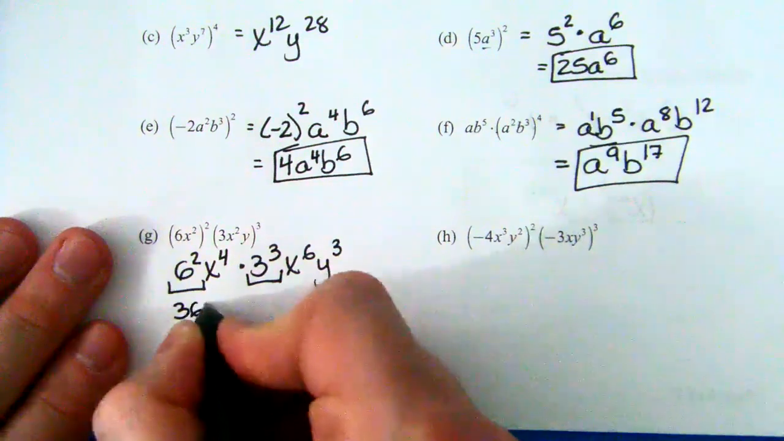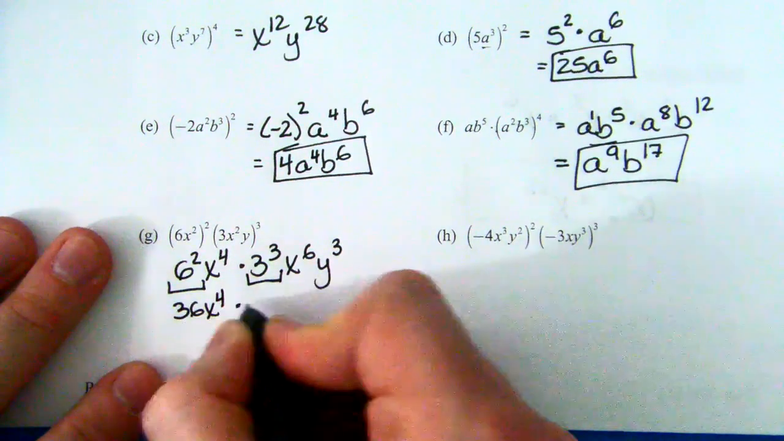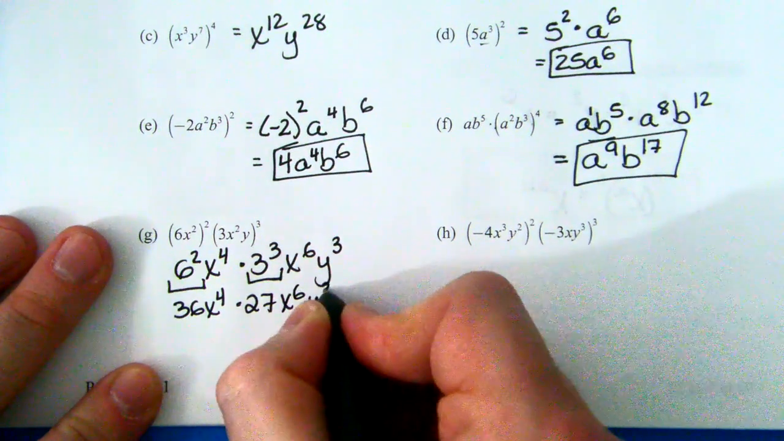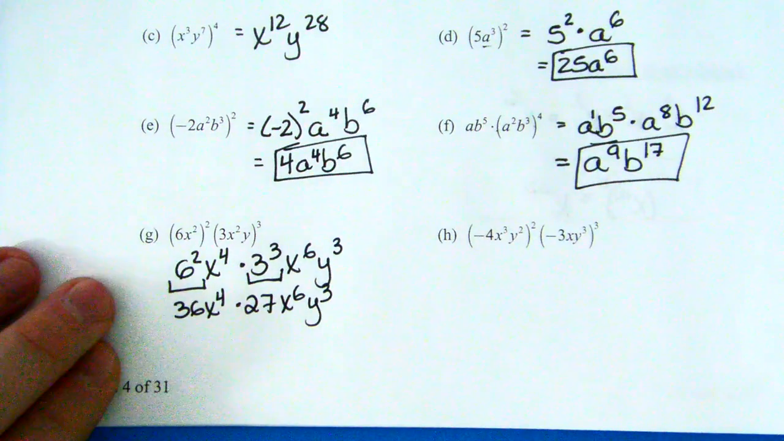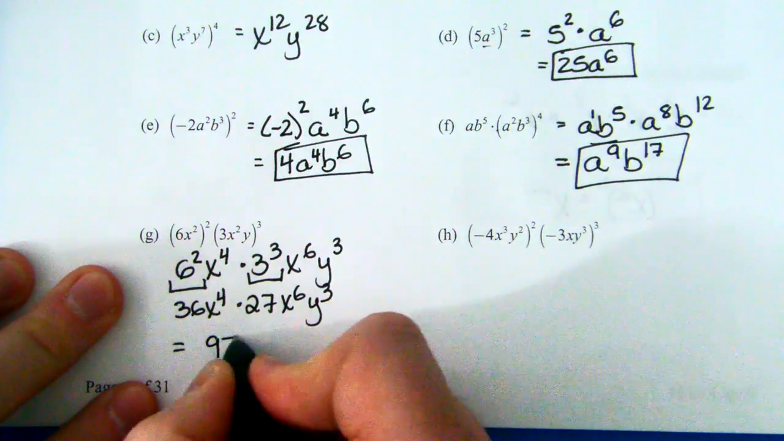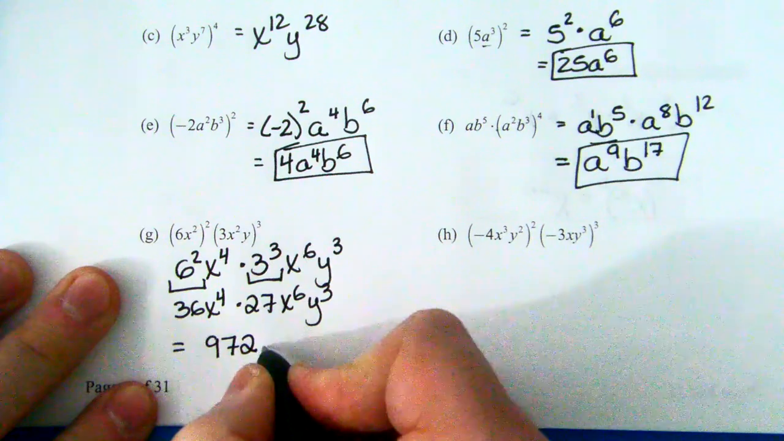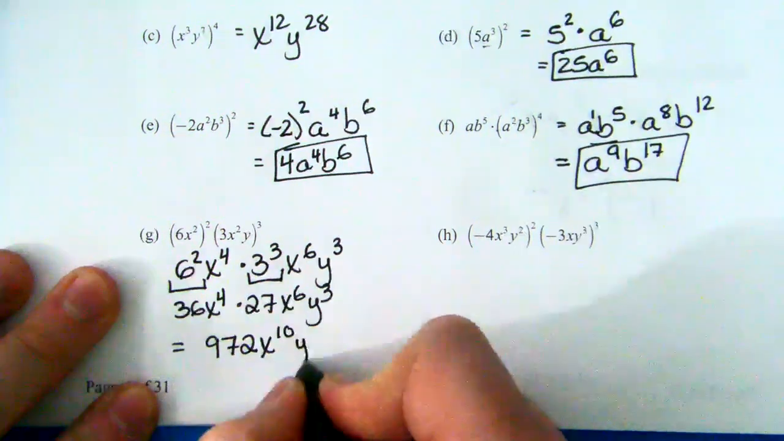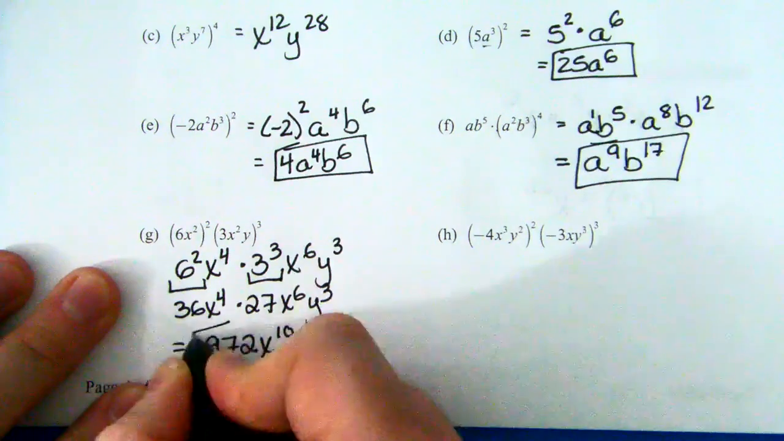Well, this is 36 x to the 4th times 27 x to the 6th, y to the 3rd. 36 times 27, you're going to want a calculator for that. But that should be 972. X to the 4 plus 6 is 10, x to the 10th, y to the 3rd.